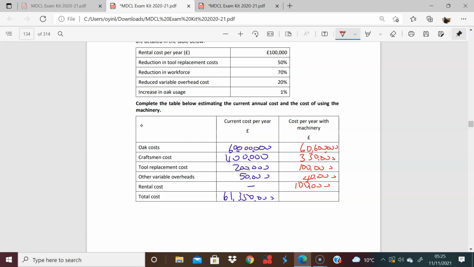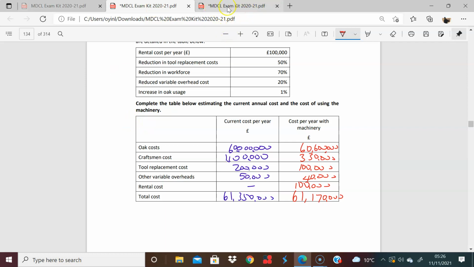That's what I've calculated, and now I can add all of this together. 600,000 plus 330,000 plus 100,000 plus 40,000 plus another 100,000 for rental. That comes to 61,170,000. So this is what I get.